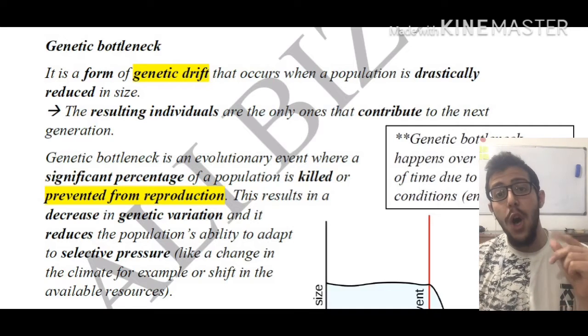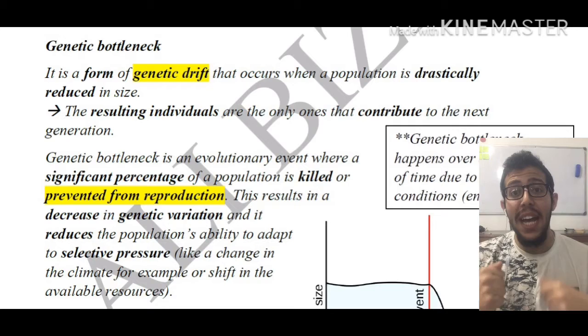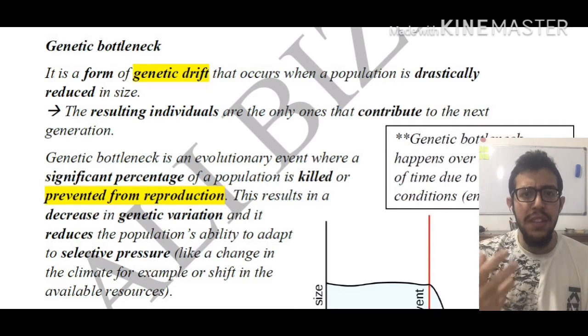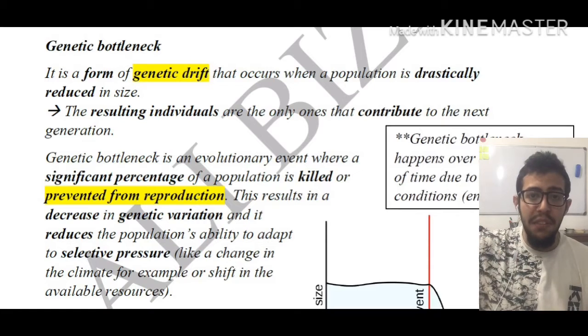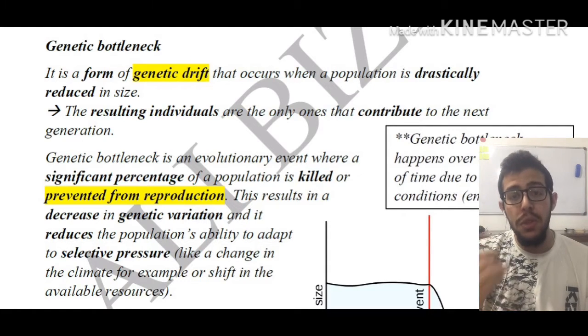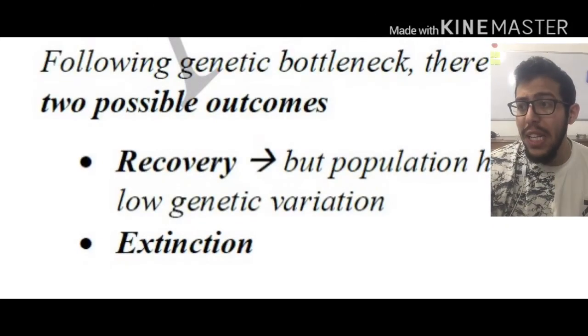However, if the vast majority of individuals in a population had the same genes or very small differences, these harsh conditions are going to be annihilating everyone in this population, and no one is going to be surviving for the next generation. Now, genetic bottleneck happens over a short period of time due to different environmental conditions.